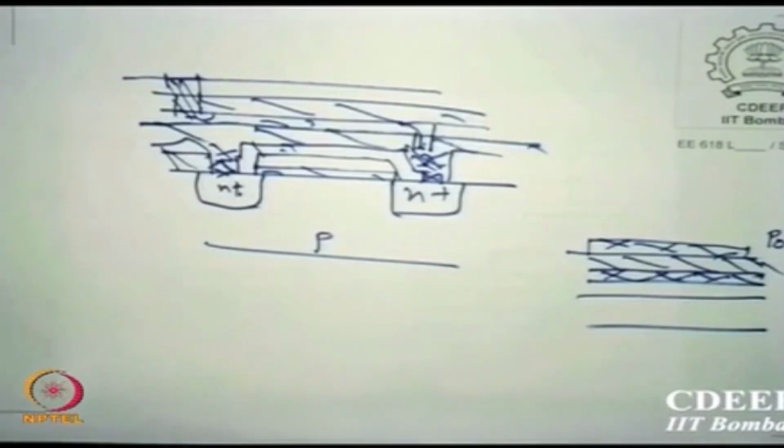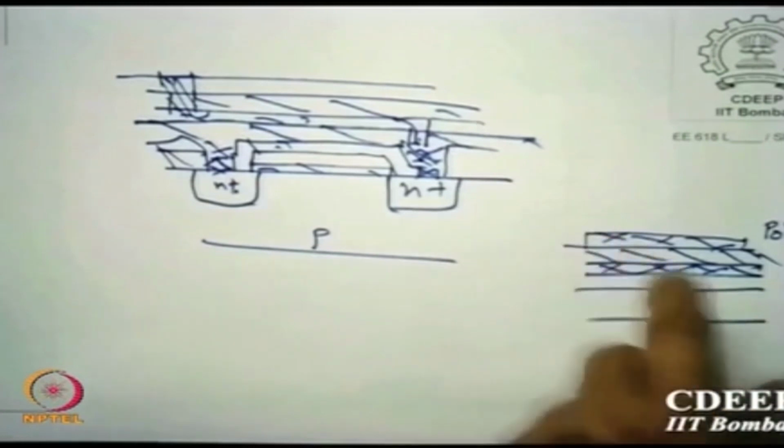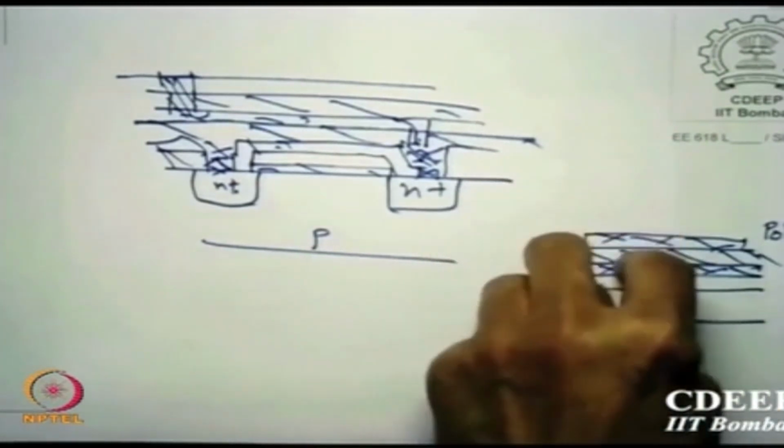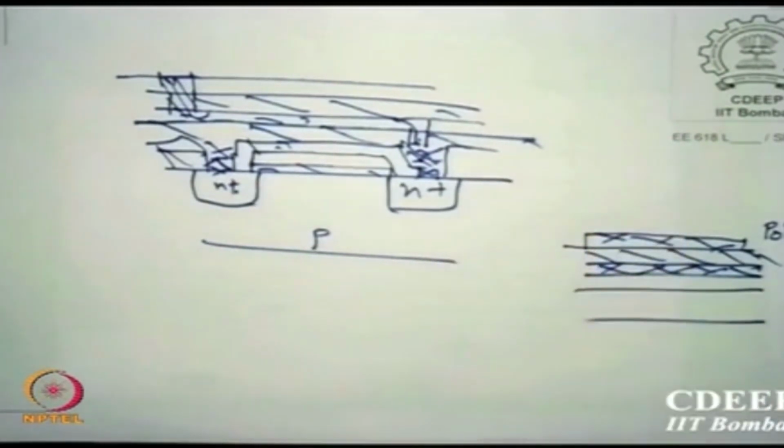But not all CMOS processes are double poly, though analog CMOS processes are always double poly. So there is extra money for that. Okay, so this is poly, oxide, poly. That is the most common capacitor used in analog designs.